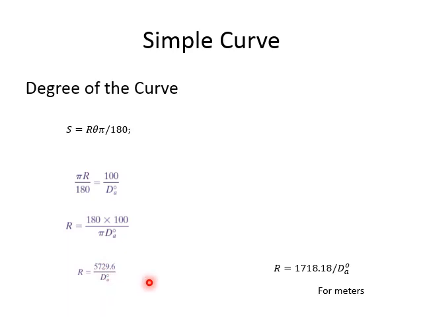Your degree of the curve is the angle subtended by a curve of 100 feet. Now instead of using feet, if you are using meters, then instead of 100, you will have 30 meters here. Then R will be equal to 1718.18 upon degree of the curve. So this is the equation for feet, this is the equation for meters.